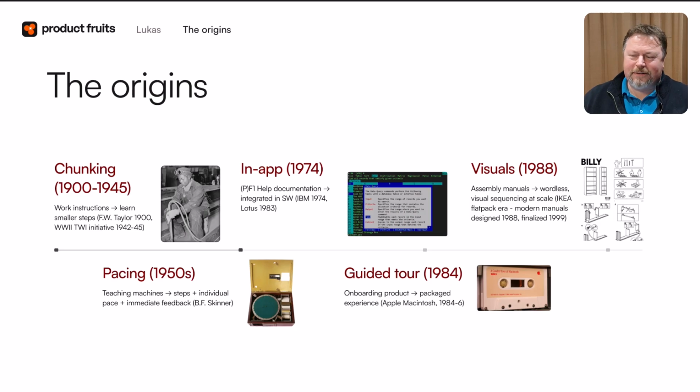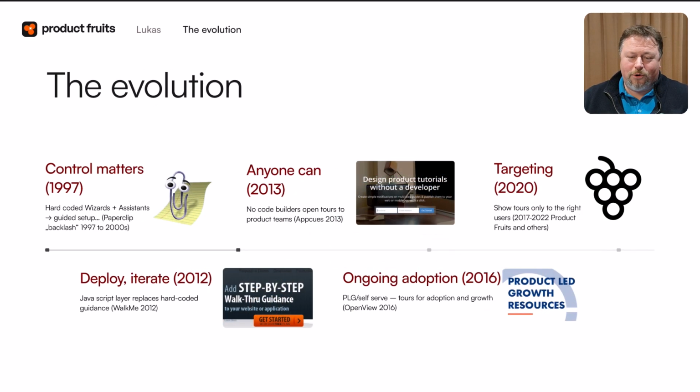And the last ingredients we needed were visuals, where IKEA is a great and famous example with their flatpack furniture, where they gradually devised a very good way to guide people through all the steps needed to reach the final goal, also with images. That's another important thing in product tours, of course. So that's what the origins are.